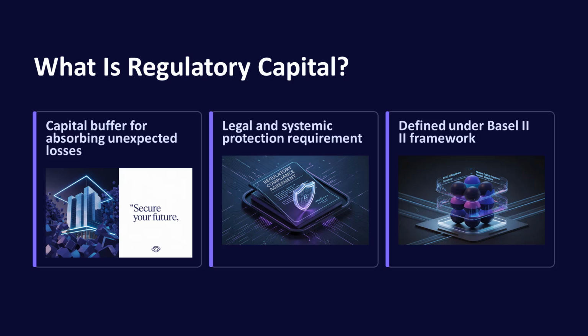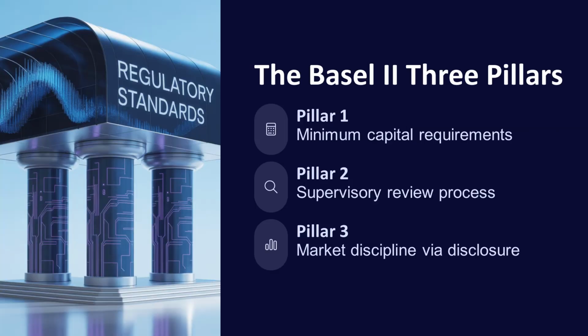Regulatory capital is the buffer banks are required to maintain to absorb unexpected losses and continue operating in times of stress. It's a legal requirement. It protects depositors, counterparties, and the broader financial system from collapse. Basel II introduced a three-pillar framework. Pillar 1: Minimum capital requirements. Pillar 2: Supervisory review. Pillar 3: Market discipline through disclosure. This video focuses on Pillar 1, the quantitative foundation of the framework, the Capital Adequacy Ratio.